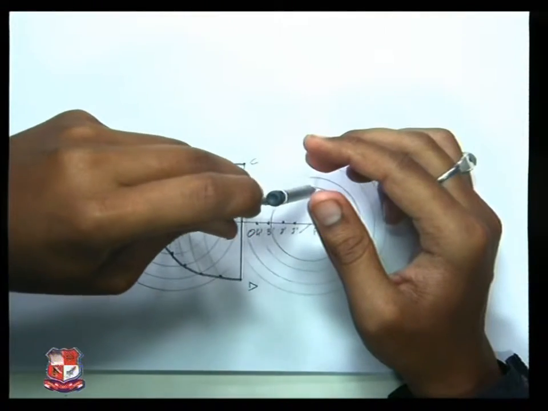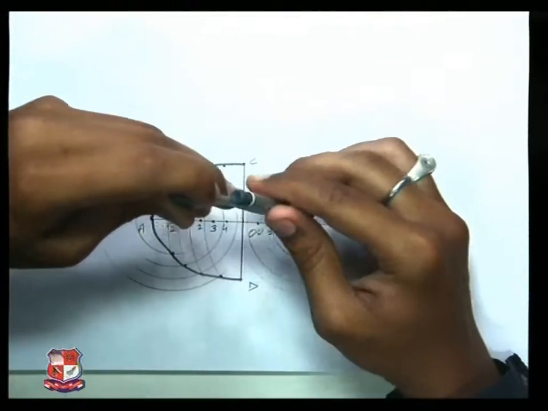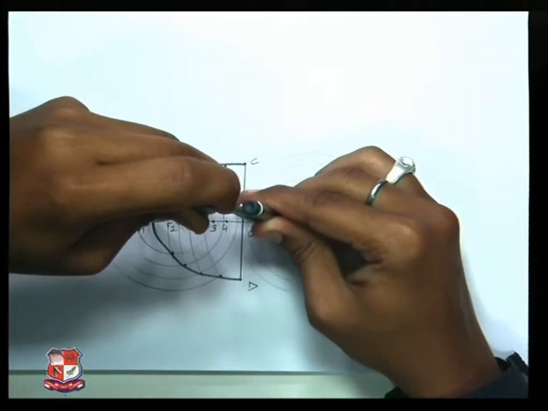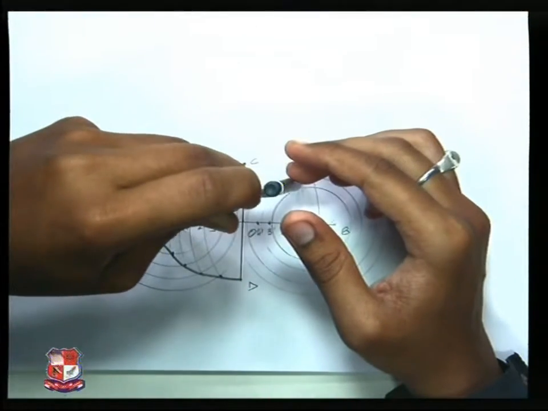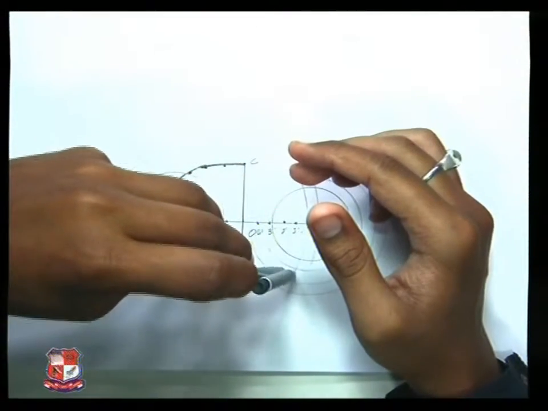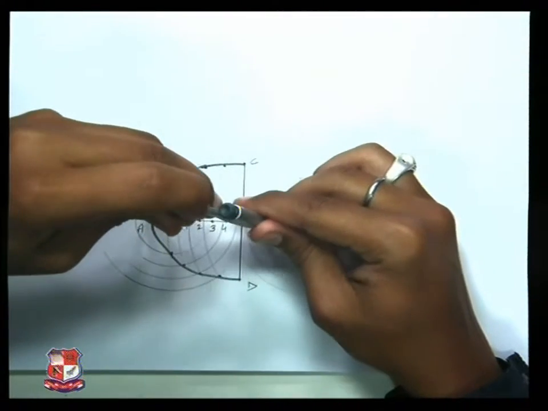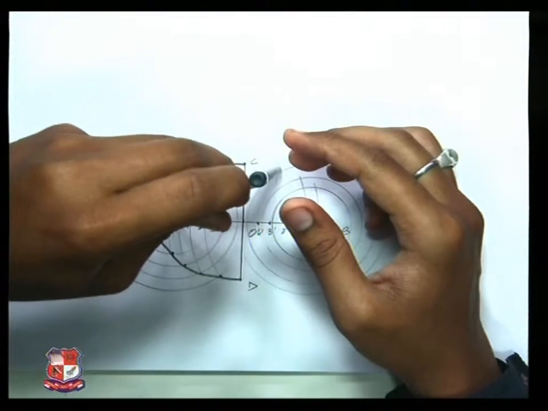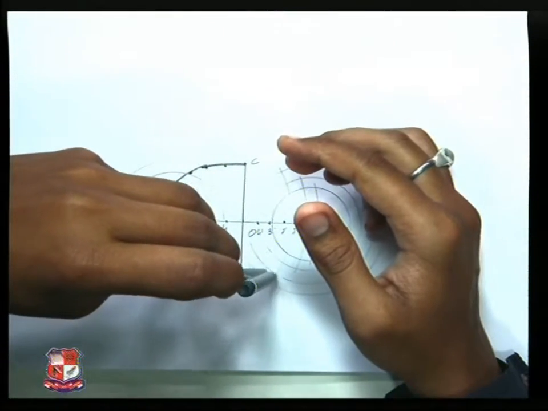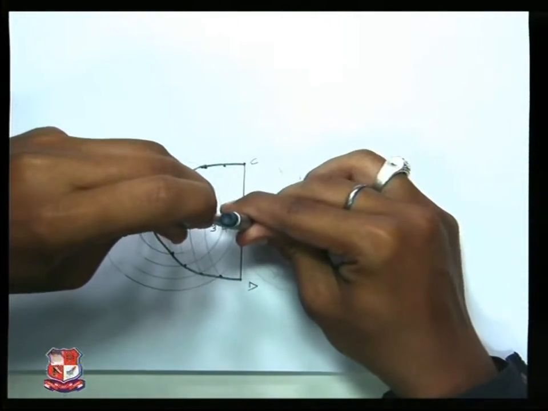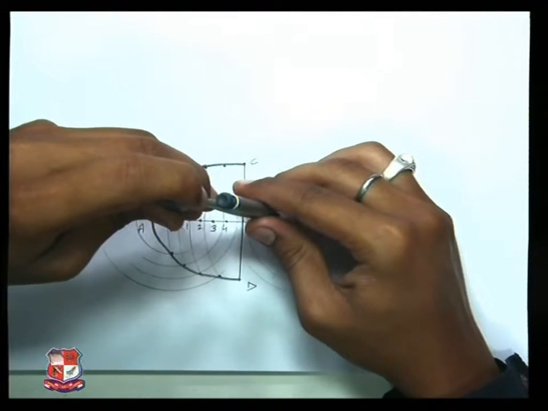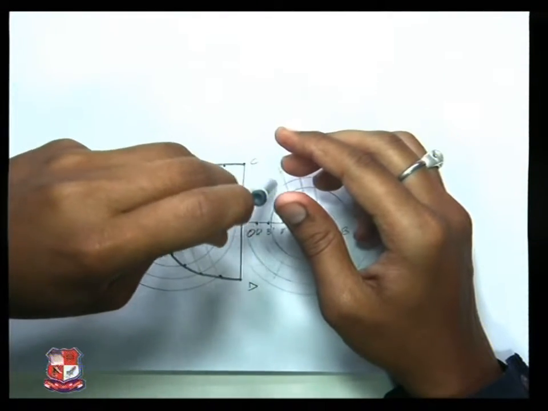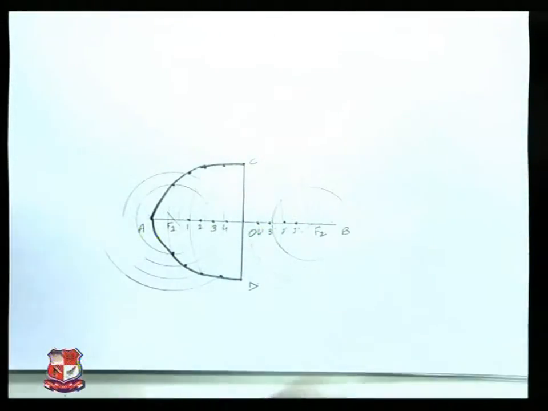F1 as center, arc on the first circle. A2 dash as radius, F1 as center, arc till the second circle. A3 dash as radius, F1 as center, arc on the third circle. And last, A4 dash as radius, F1 as center, arc on the fourth point.